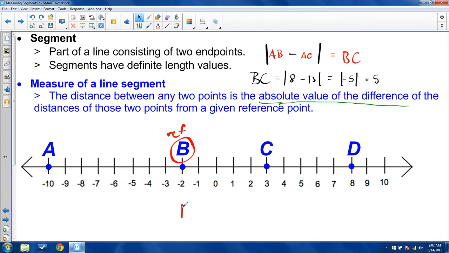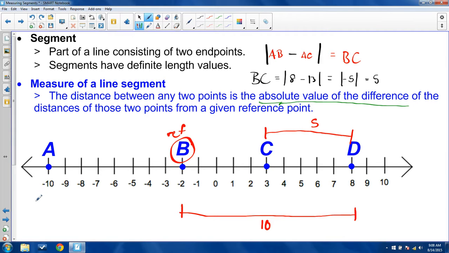And we know that BD is 10 units long, from negative 2 to 8. And then CD is 5 units long. So if you needed to find what BC was, same idea. You can do subtraction. You can say that the length of BC is the absolute value of the length of BD minus CD. So BC is the absolute value of 10 minus 5, which is 5. So BC is also 5, just like CD is.